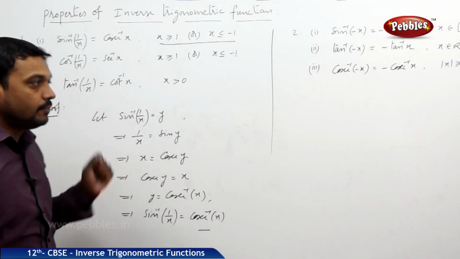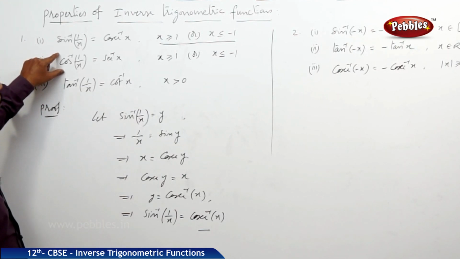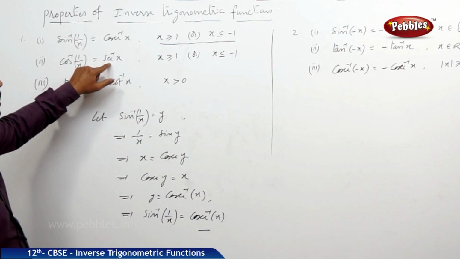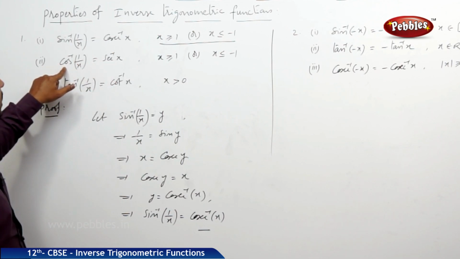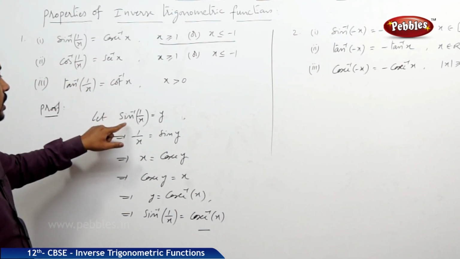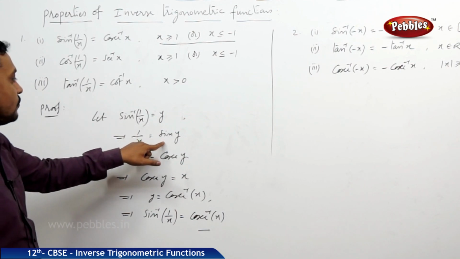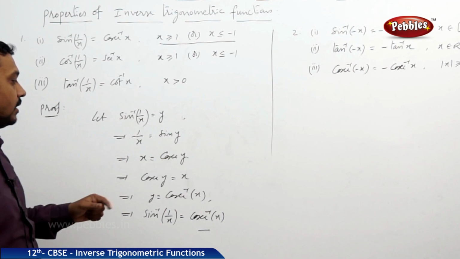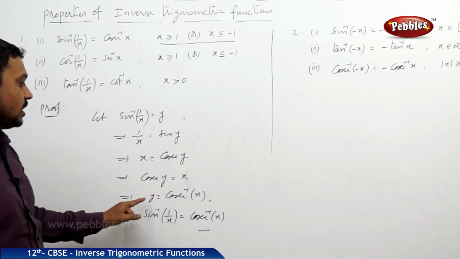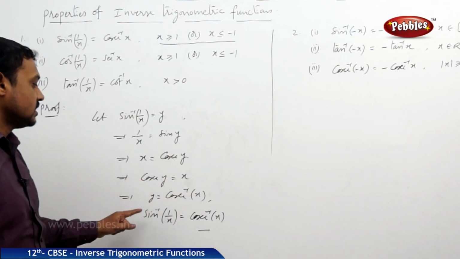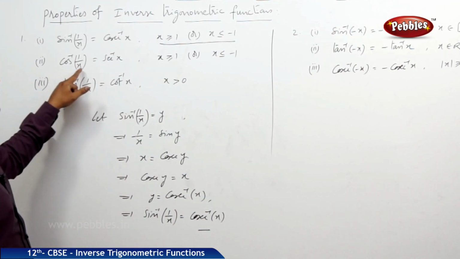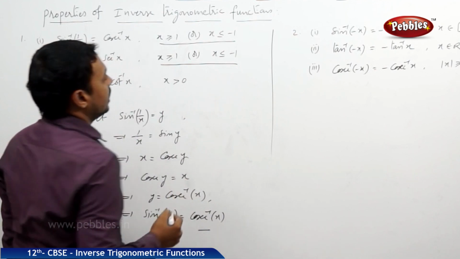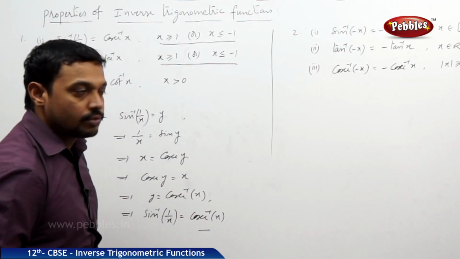In the same way, we can prove cos inverse 1 by x is equal to secant inverse x by taking cos inverse of 1 by x is equal to some y. Then 1 by x is equal to cos y. While taking reciprocals, x is equal to secant y. Therefore, y is equal to secant inverse x. So finally, cos inverse 1 by x is equal to secant inverse x for every x greater than or equal to 1 or x less than or equal to minus 1.